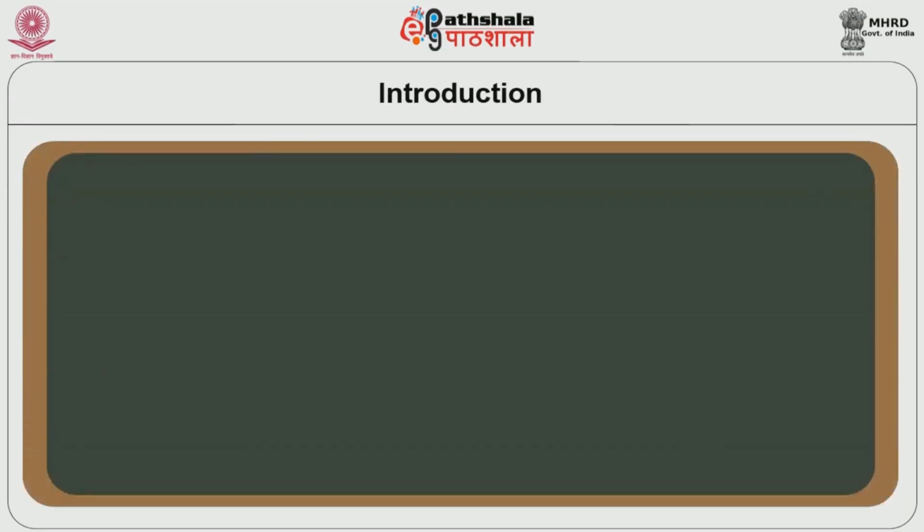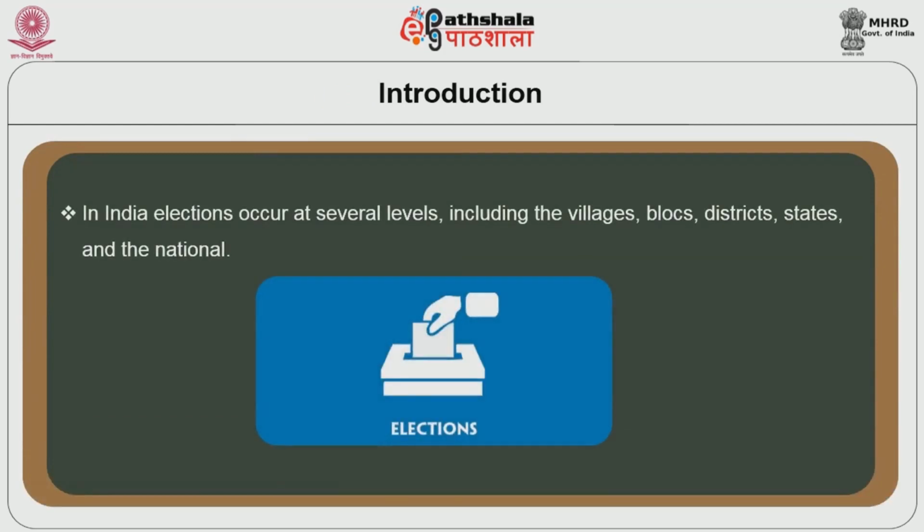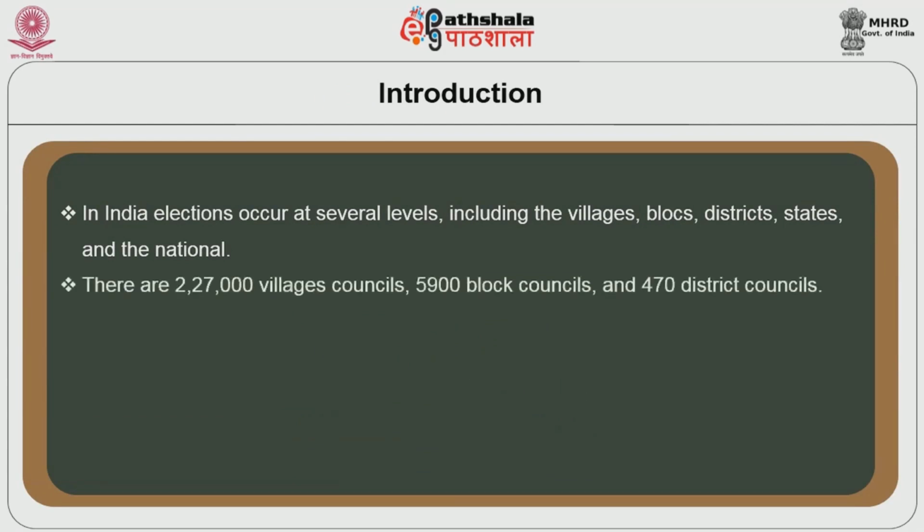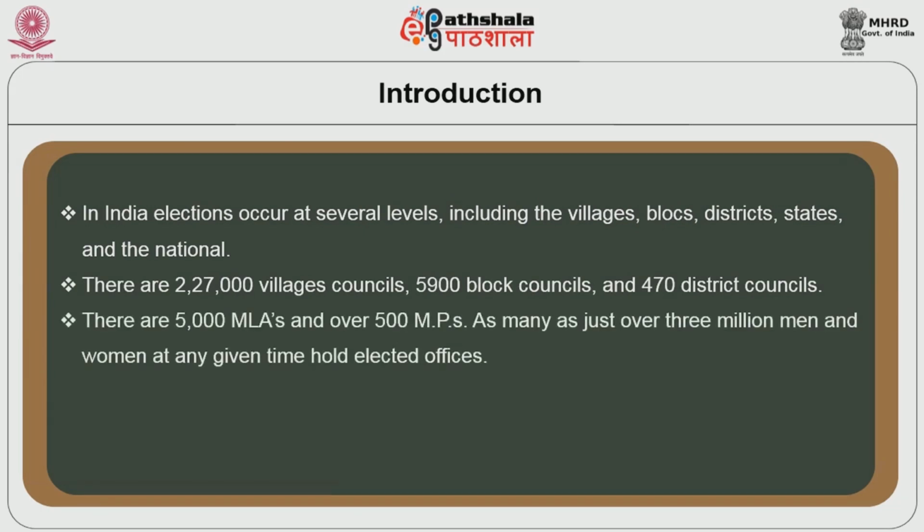Electoral democracy and its disenchantment. In India, elections occur at several levels, including the villages, blocks, districts, states, and the national. There are 2,27,000 village councils, 5,900 block councils, and 470 district councils. There are 5,000 MLAs, that is members of legislative assemblies, and over 500 members of parliament. As many as just over 3 million men and women at any given time hold elected offices.